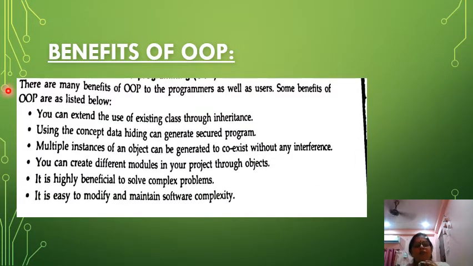Now, what are the benefits of use of OOPS? How can we take benefits from OOPS? See, first, you can extend the use of existing class through inheritance. Second, using the concept of data hiding can generate a secured program. Third, multiple instances of objects can be generated to coexist without any interference. Fourth, you can create different modules in your project through objects. It is highly beneficial to solve complex problems. It is easy to modify and maintain software complexity.